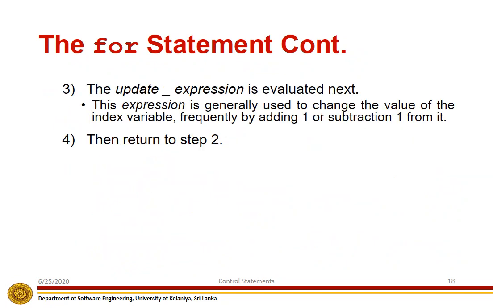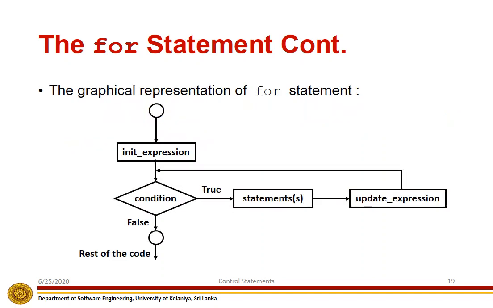The update expression is evaluated next. This expression is generally used to change the value of the index variable, frequently by adding 1 or subtracting 1 from it. Then return to step 2. This will continue until the condition is false. Here is the graphical representation of the for statement.